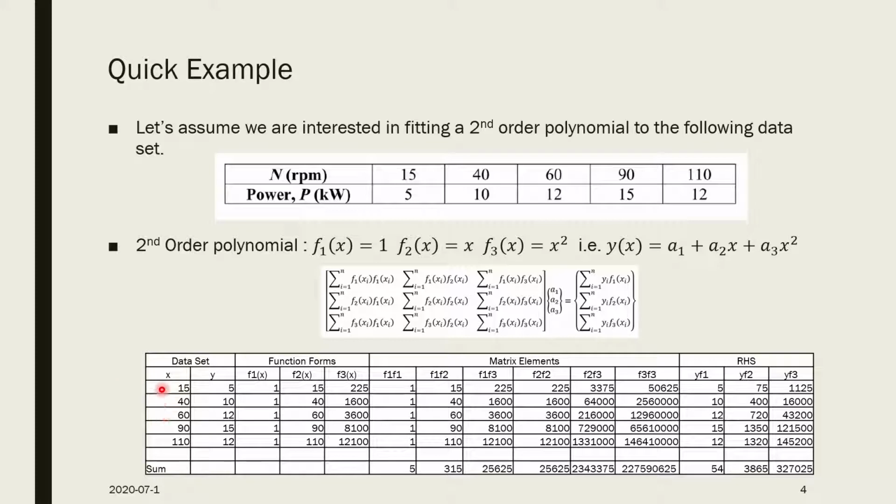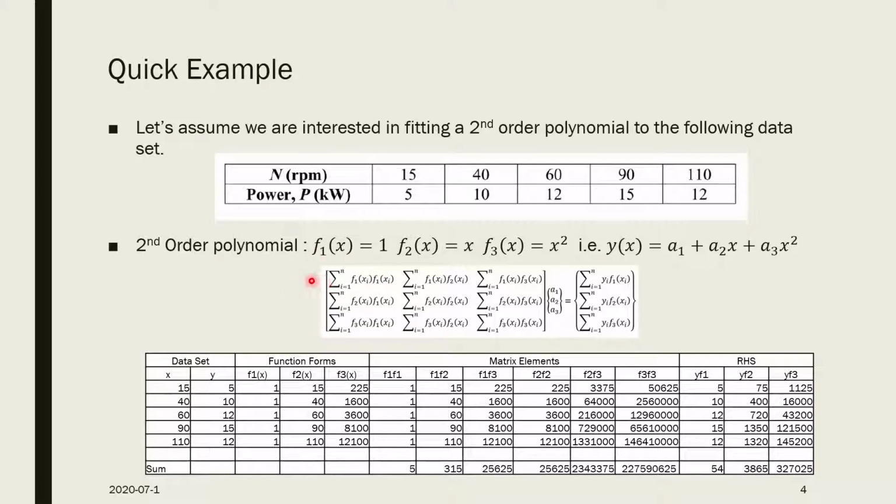So here you find my data points x and y, which is in this case n and p, and the functional forms evaluated for each point. And then I need to start constructing the matrix, and this can be easily done by taking the product of the functions and the points. So for example, the first element of the matrix is simply the product of f1 and x1 for all the points, and then we take the summation of them.